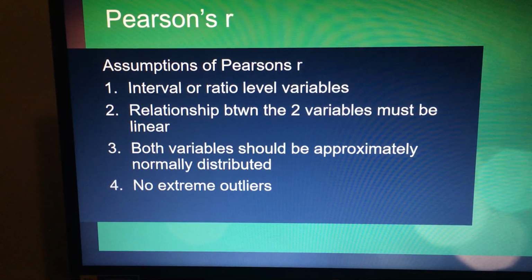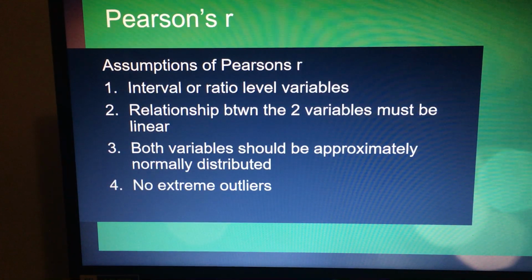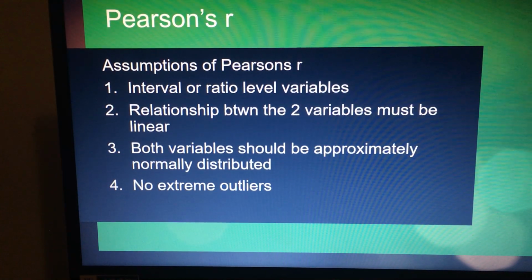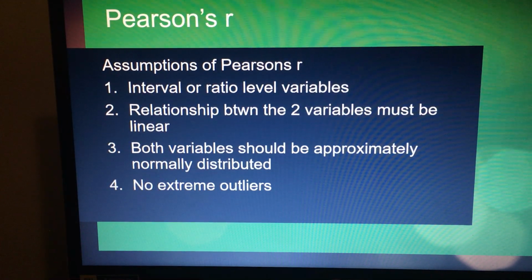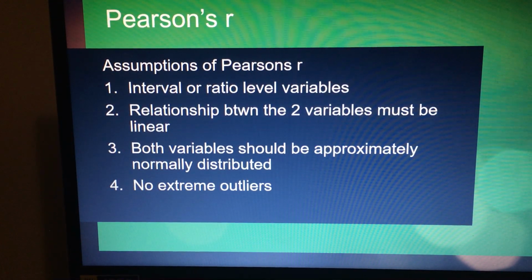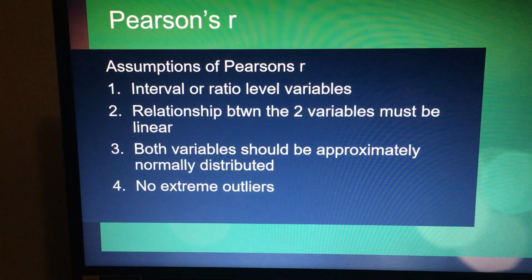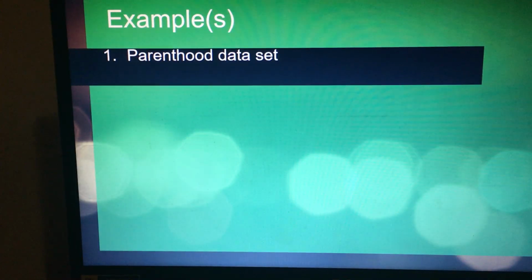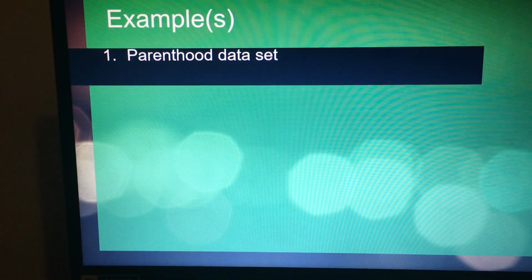So if these assumptions are all met, then we can use our Pearson's r. We're at the bottom of page 3. If any of these assumptions are not met, then we need to consider some other options, but we're going to talk about those options later in the chapter. We're going to move into page 4, and again, we're going to do some more practice on the parenthood example.